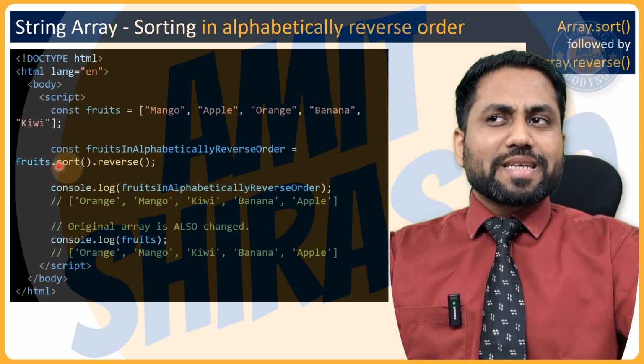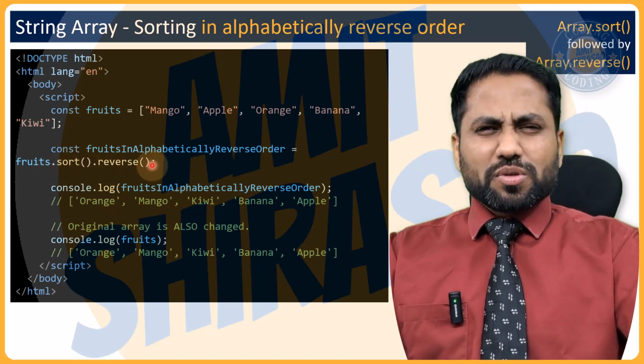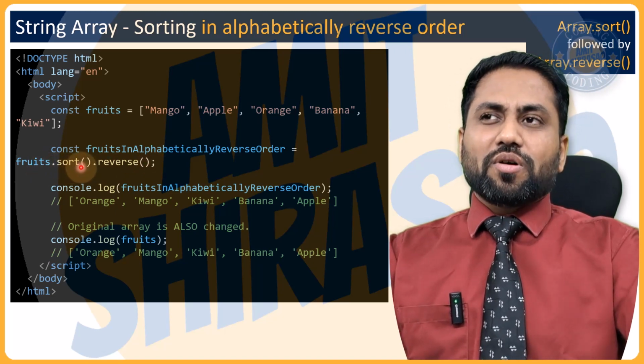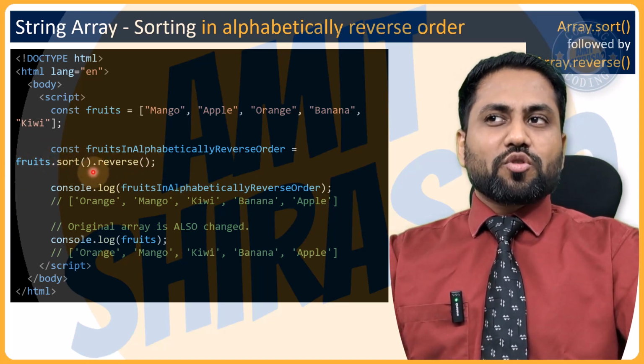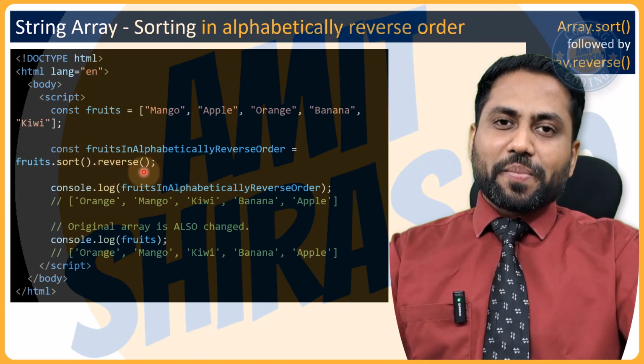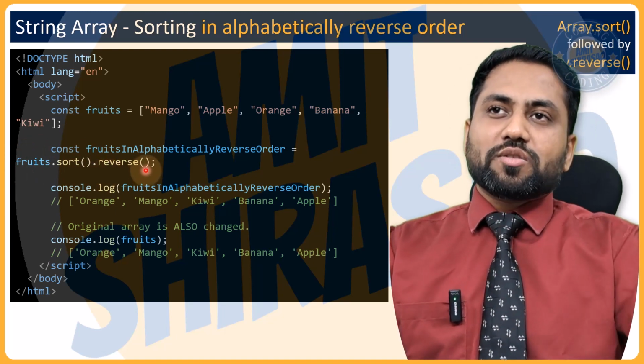So you can cascade the methods like this, you know this, right? So first this method is getting called, then whatever is the result, on top of that result this method is getting called. Okay, so you can cascade all the methods together like this.